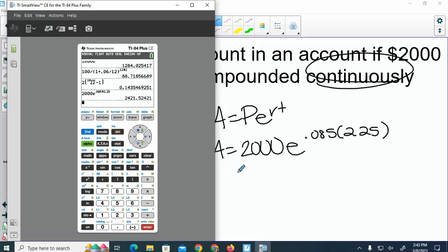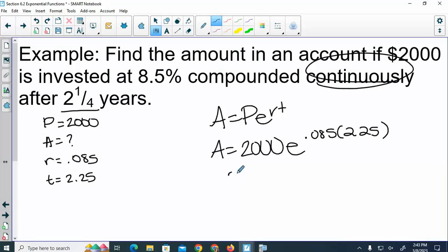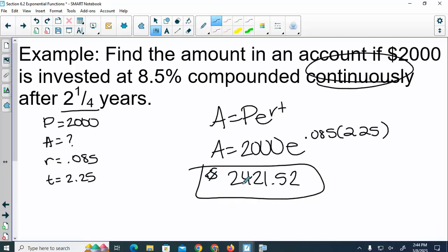All right, so we get 2421.5. Is this okay? Yes. Just write down the information. There is a handout posted on Classroom.